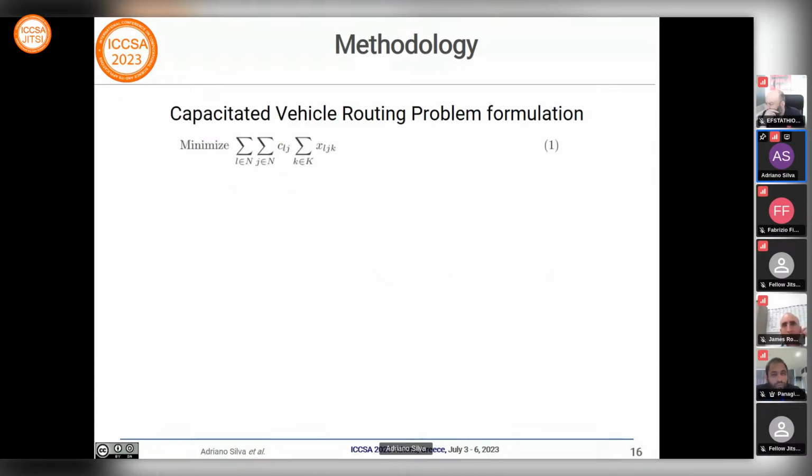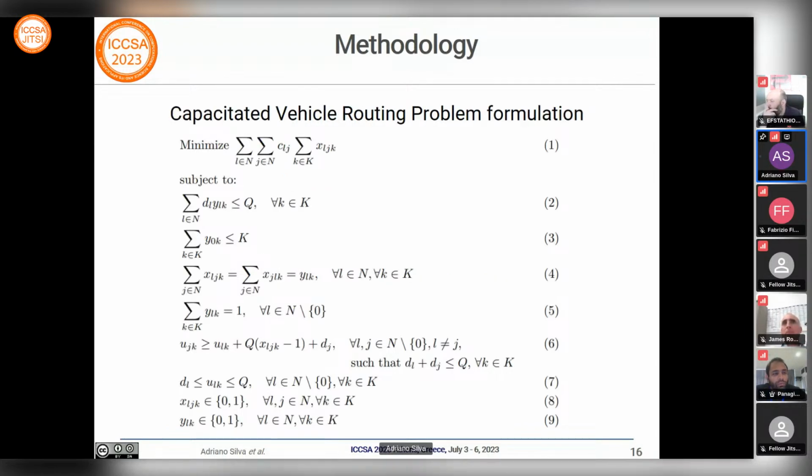Now, here is the mathematical formulation of the capacitated vehicle routing problem, the formulation of the CVRP considered in this study. The objective is to minimize the total distance under the constraints shown here. The most important constraint is the one in equation 2, which ensures trucks will carry only a limited amount of cargo based on their capacity. The other constraints are related to ensuring the continuity of the route.